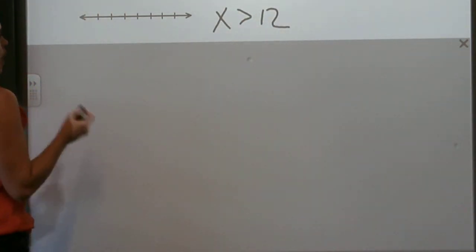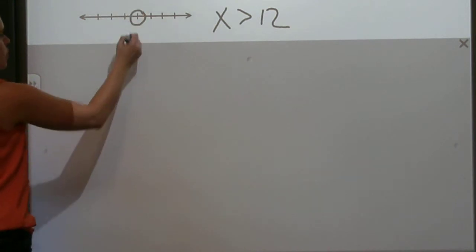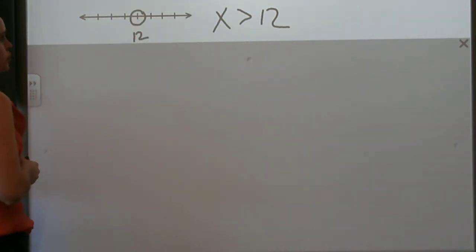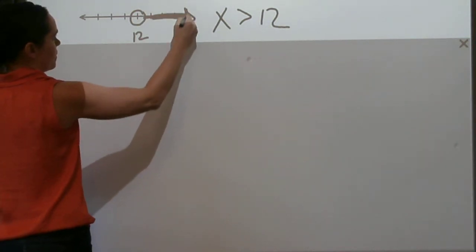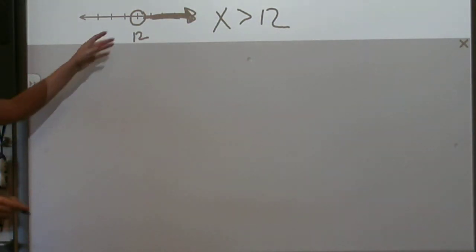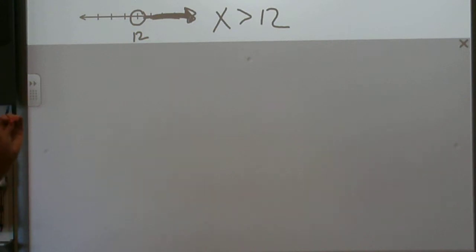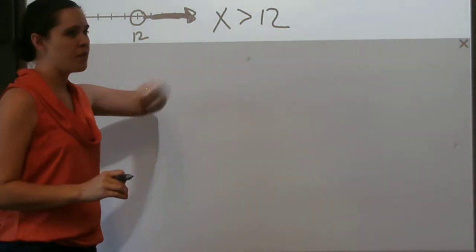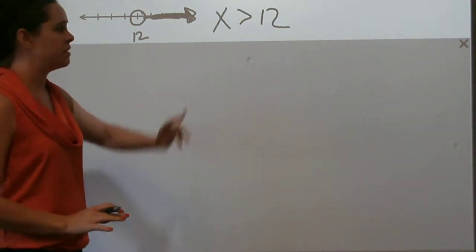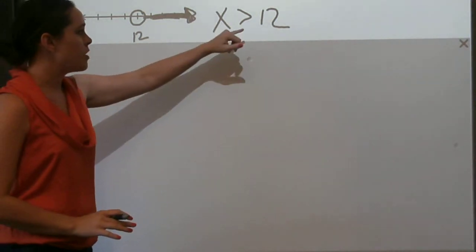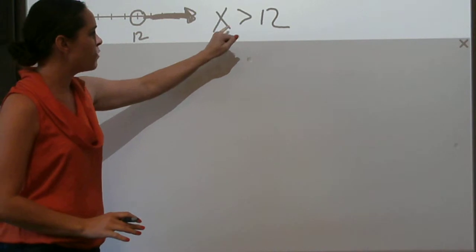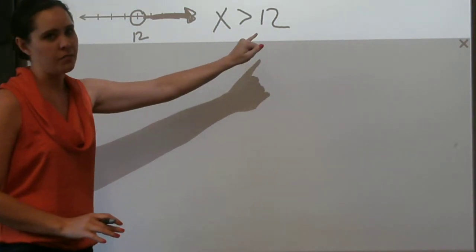And so on our graph, we would circle at 12. It's going to be an open circle, and it's greater than, so we're going to fill in this way. All right, again, we know it's an open circle because we had to commit to memory that if we have a greater than symbol and only the greater than symbol, it's an open circle. And then you shade greater than, because this says that any value greater than 12 would make this statement true.